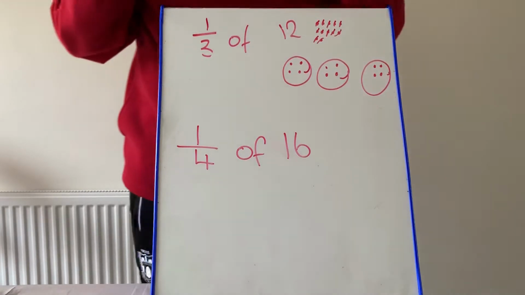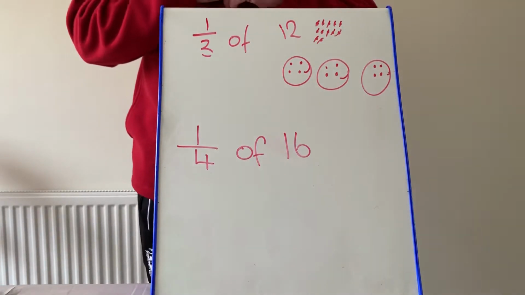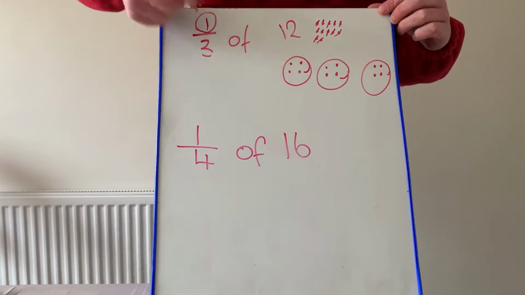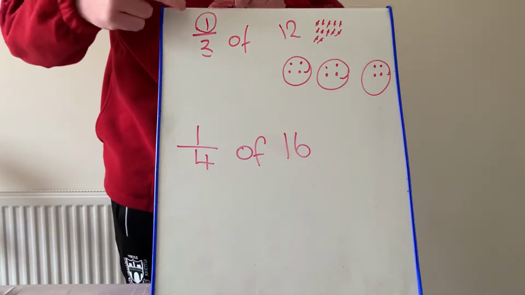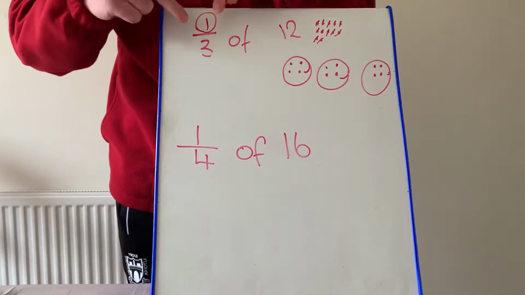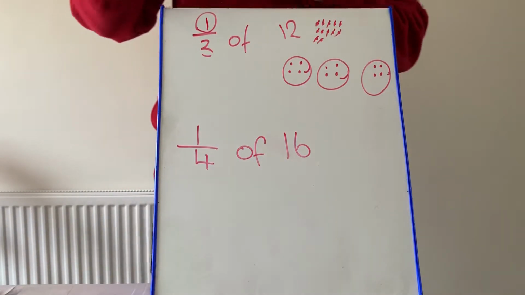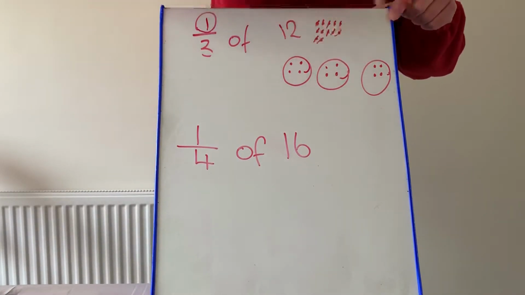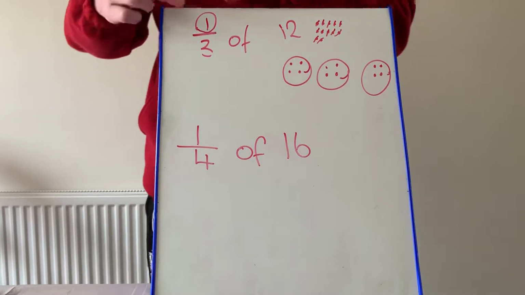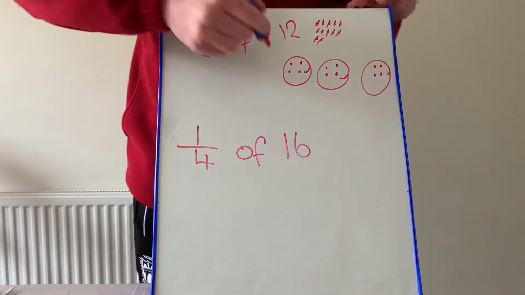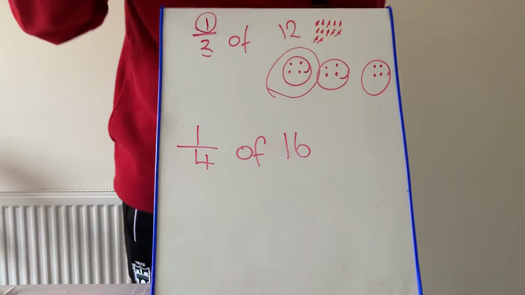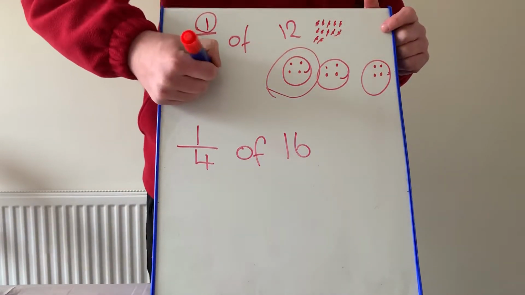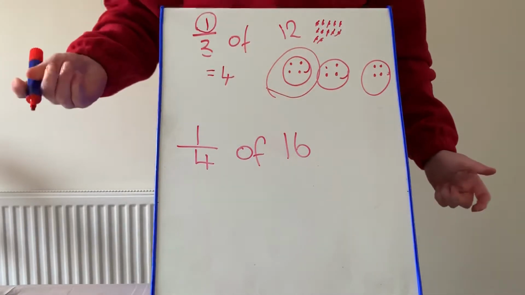So I've ended up with how many on each plate? That's right, 4 on each plate. Now we're looking at our numerator, which is our top number. Remember, numerator, number, denominator, down. So I'm looking at my numerator now. How many plates am I going to count the amount of dots on? 1 plate. How many dots have I got on 1 plate? 4. So 1/3 of 12 equals 4. That's how easy that is.